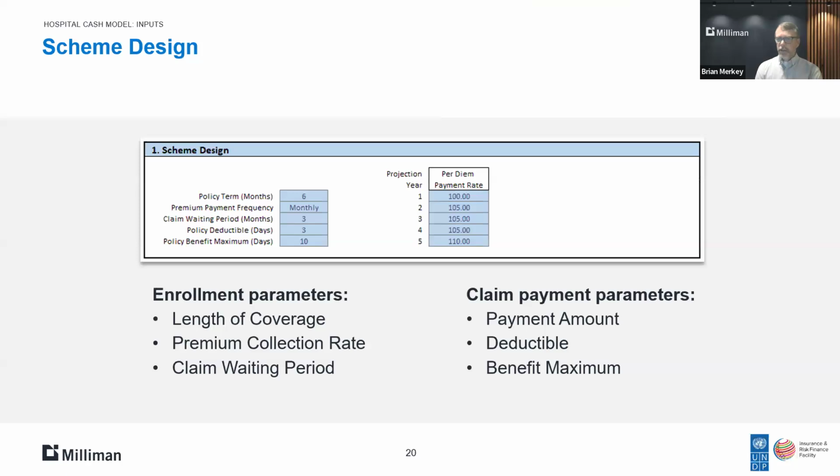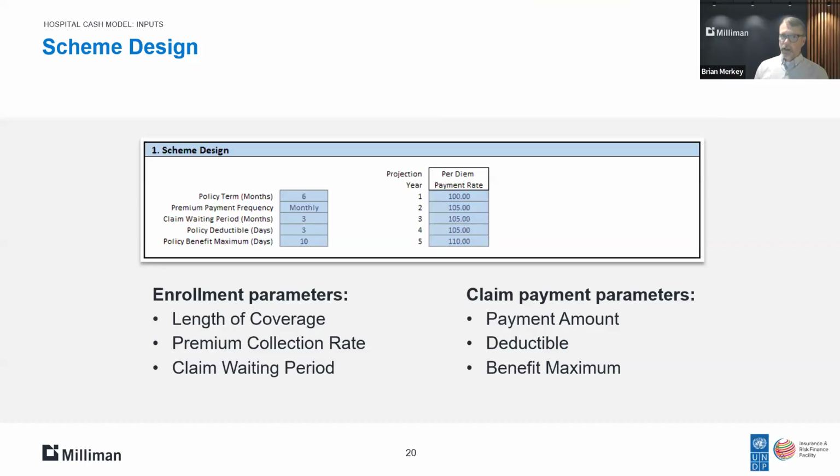The first part of those inputs is simply the scheme design, setting up what this product will look like. There are a few different parameters that the user can specify: length of coverage, meaning if they make a payment, how long does that policy then cover them for? Is it 6 months in this case, or is it 1 month? Whatever it might be. Is the term paid in full or is it paid monthly?